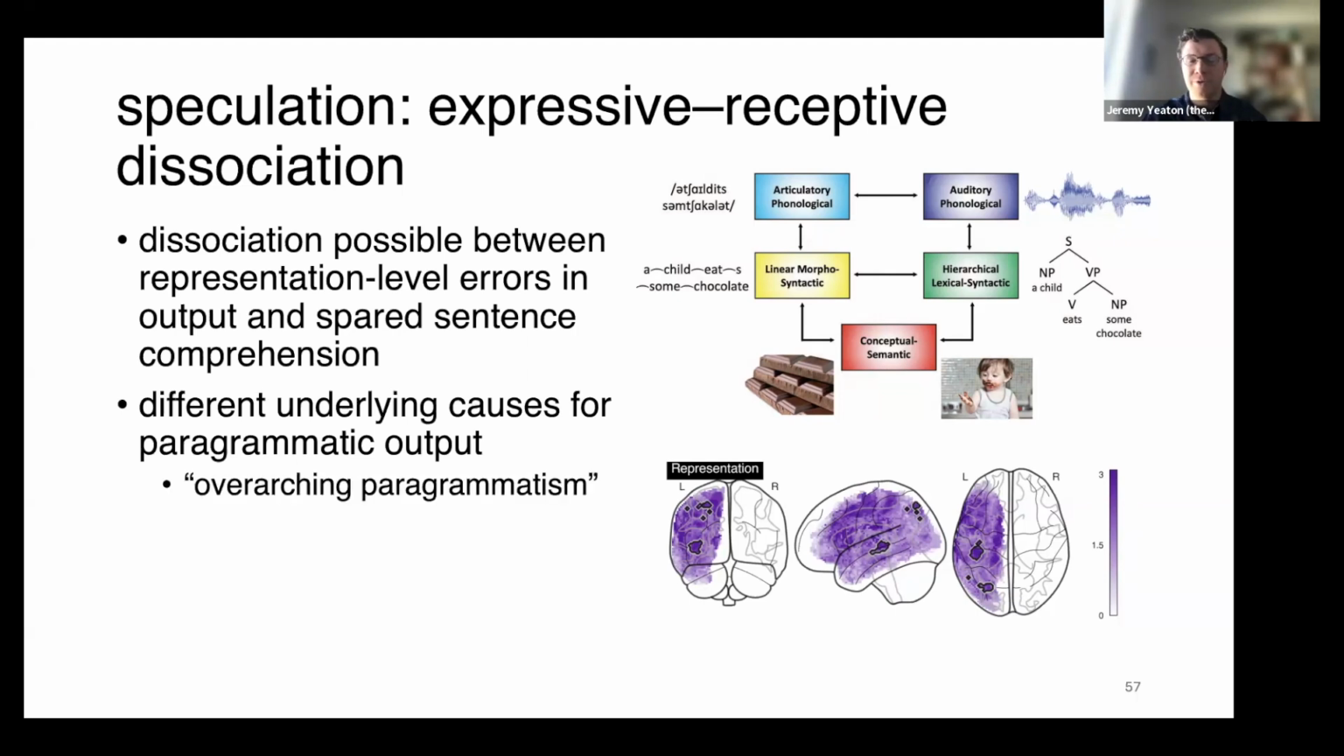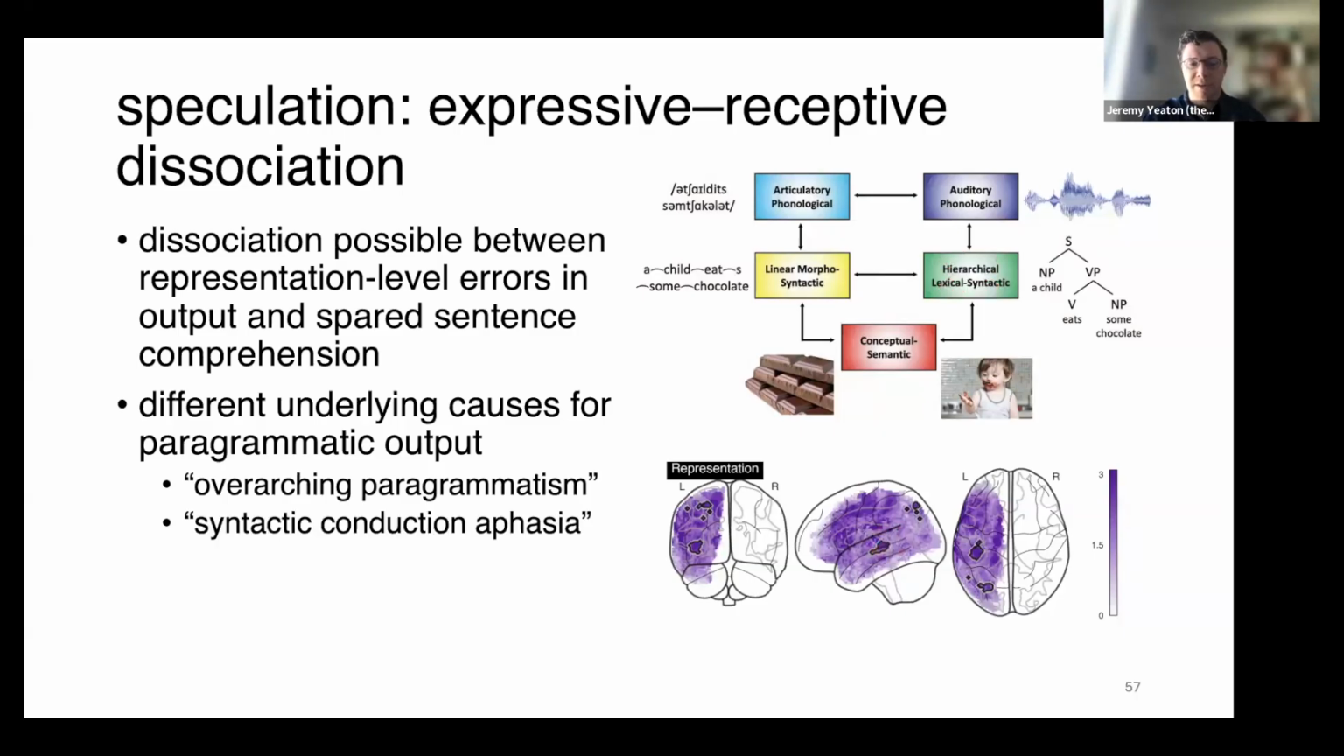And that would be because of different underlying causes for paragrammatic output. And so on the one hand, you would have quote unquote overarching paragrammatism, which would be a paragrammatic output and a comprehension deficit. And so that would be a breakdown in the hierarchical level of the model and in this mid to posterior temporal ROI.